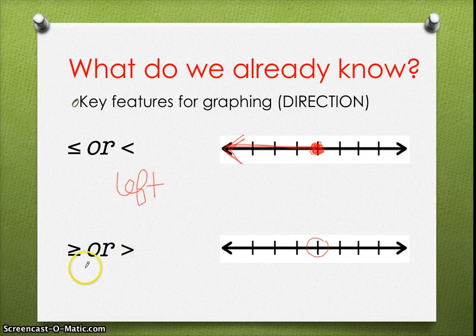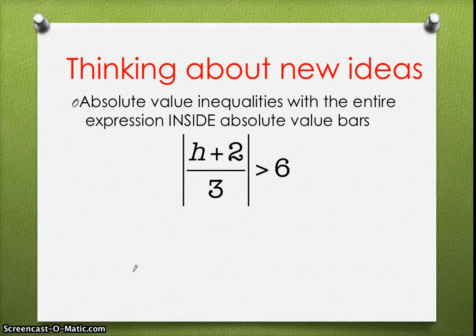In contrast, on the opposite, if you have greater than or equal to, or simply greater than, you want to shade in or graph all the values that are true going to the right side of that value. So greater than or equal to and greater than are moving in the right direction. So let's go ahead and apply some of those concepts to an actual inequality.